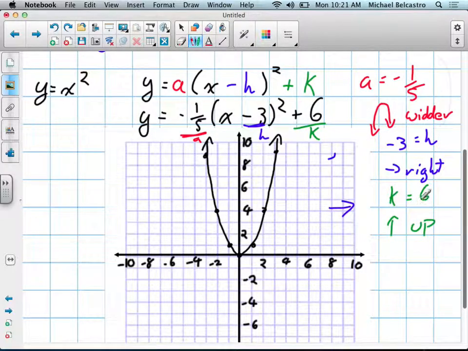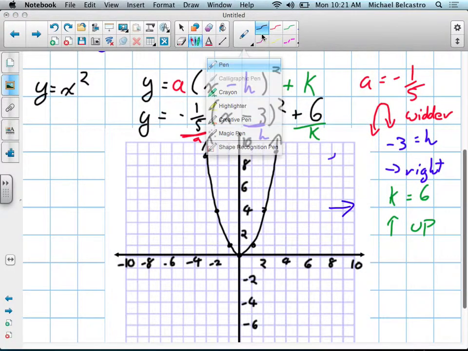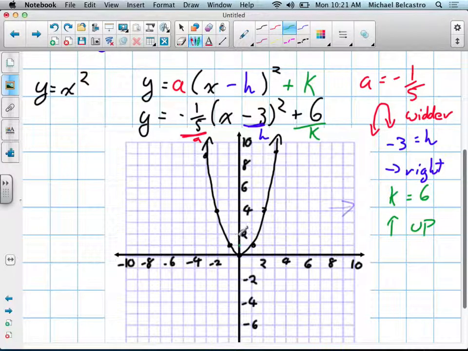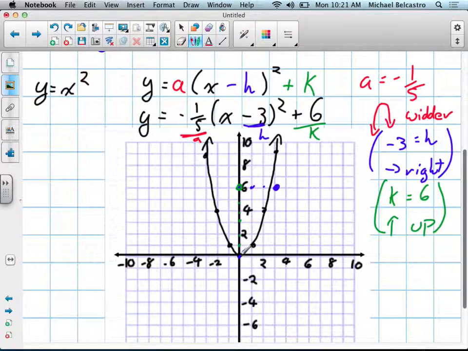If k is positive 6, we know the vertex is going up 6, right? 1, 2, 3, 4, 5, 6. So we know that's one of the transformations of the vertex. The next vertex transformation is to the right, 3 units. So from there, we go 1, 2, 3. This is our new vertex. So if you've noticed, we've moved from here all the way up here by going up 6 and to the right 3, kind of like a bingo card. Okay? So we dealt with 2 of them.